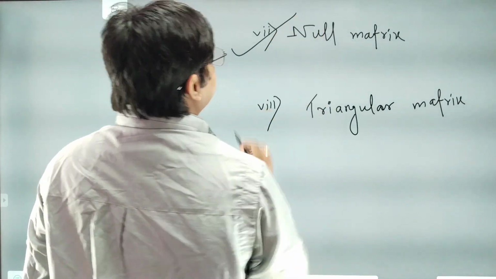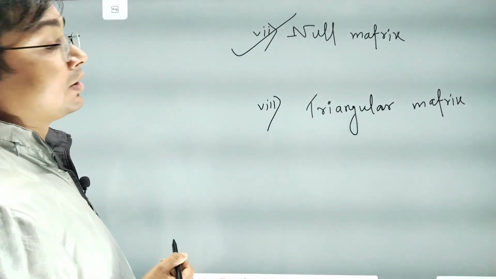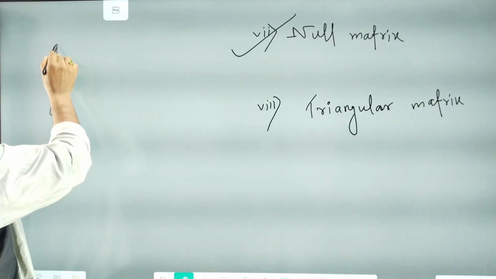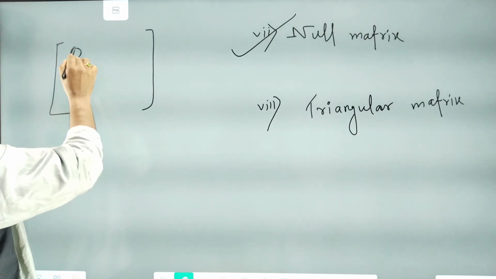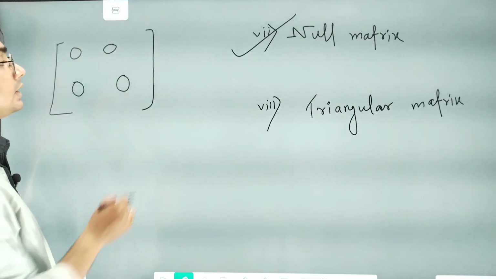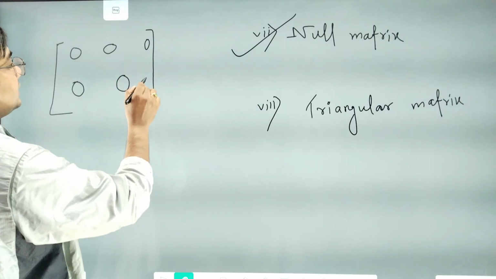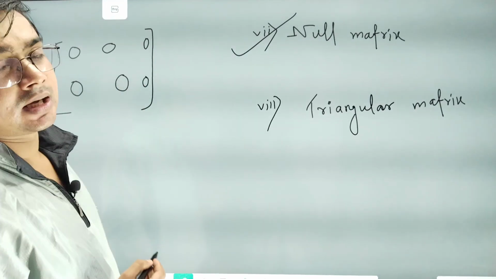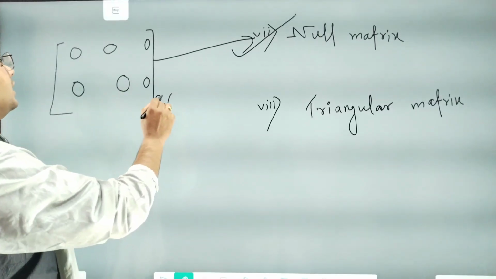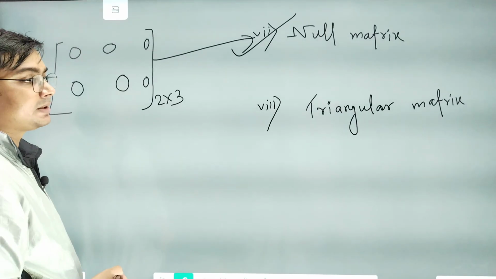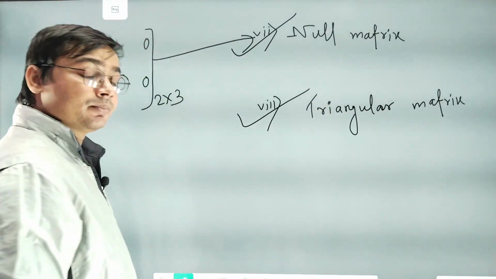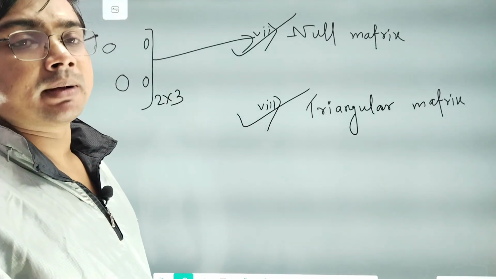So another type of matrix is called the null matrix, or zero matrix, which we also consider. A zero matrix is a matrix in which all the elements are 0. Okay, so this is an example of a null matrix, whose order is 2 by 3. Now come to another important type of matrix, which is called the triangular matrix.